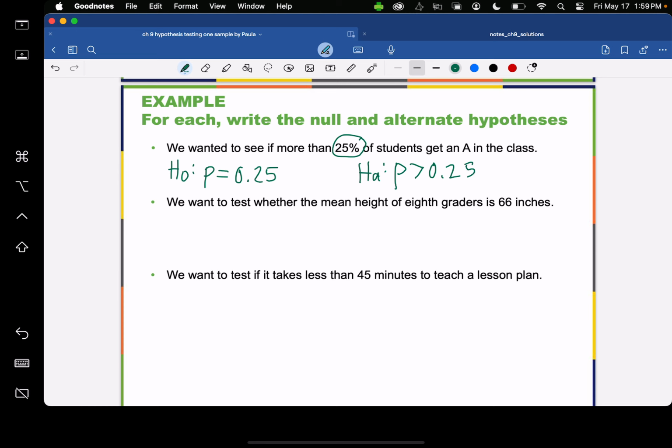So again, the null is always the statement of equality, and the alternate is either greater than, less than, or just not equal to.